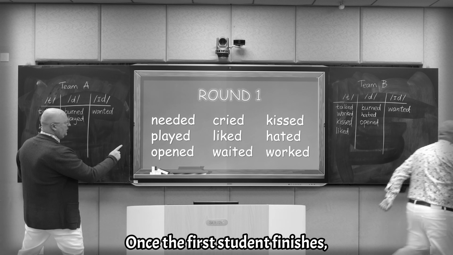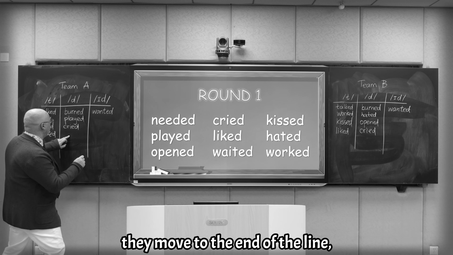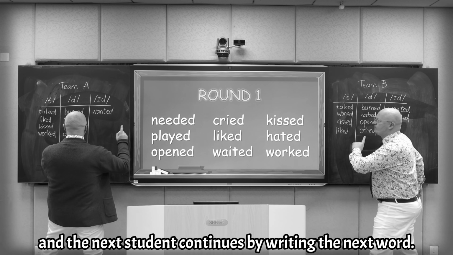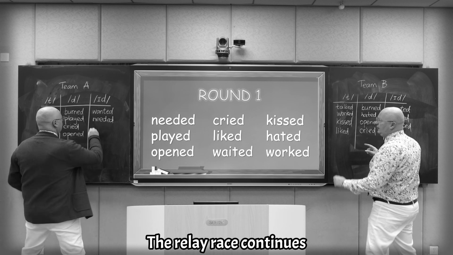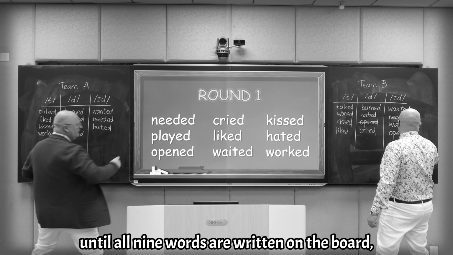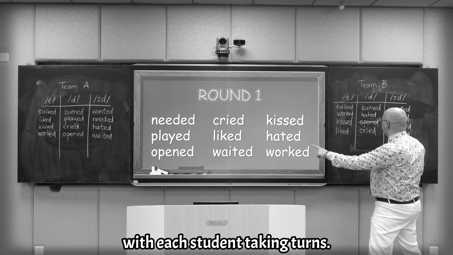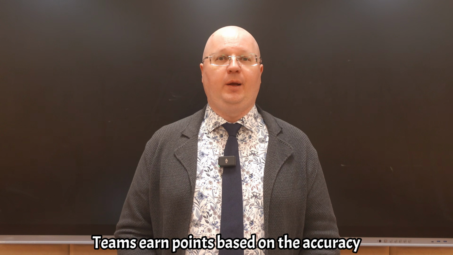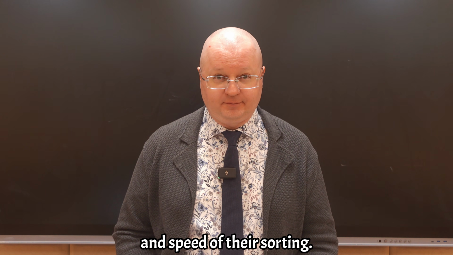Once the first student finishes, they move to the end of the line and the next student continues by writing the next word. The relay race continues until all 9 words are written on the board, with each student taking turns. Teams earn points based on the accuracy and speed of their sorting.